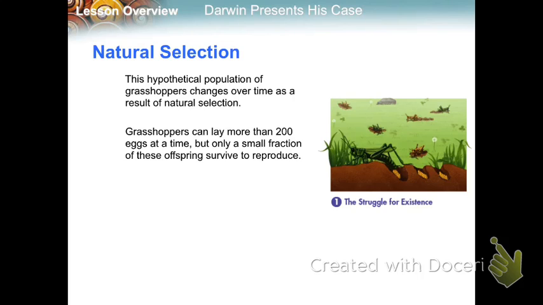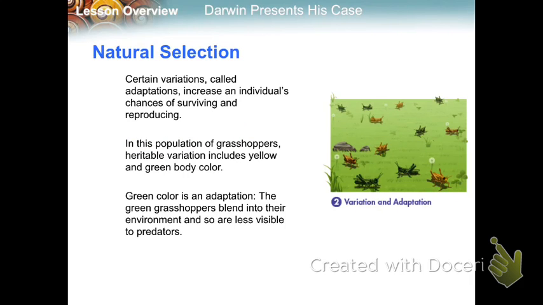Here's an example. What you can see here is a population of grasshoppers in the drawing. Grasshoppers are going to change over time as a result of natural selection. So we have variation in the species. You have some brown grasshoppers and some green grasshoppers, as you can see in the picture here. Some green, some brown. And these guys overproduce. 200 eggs at a time, but only a small fraction of those survive to pass on their genes. So what makes them able to pass on their genes?